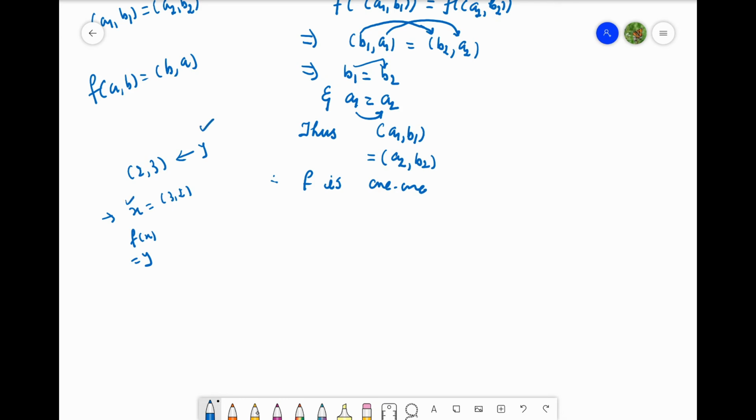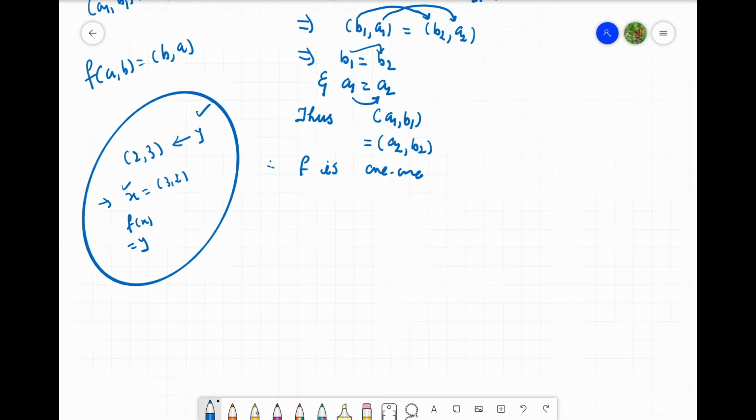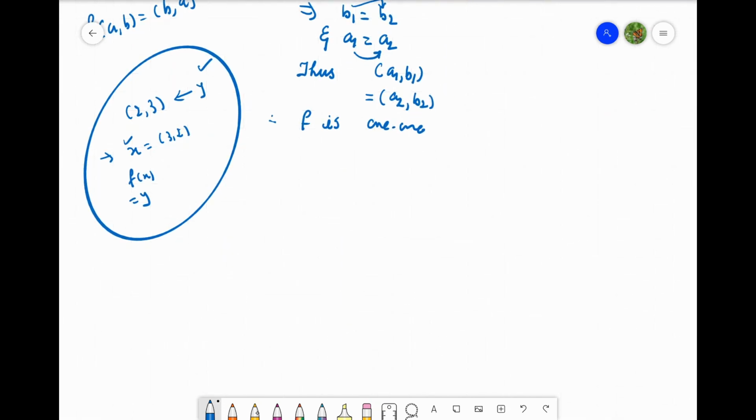You note this thing. Normally we can't write y equal to (2, 3), but since the domain is A cross B and the codomain is B cross A, the elements will be of the form of ordered pairs. So let us show that f is onto.